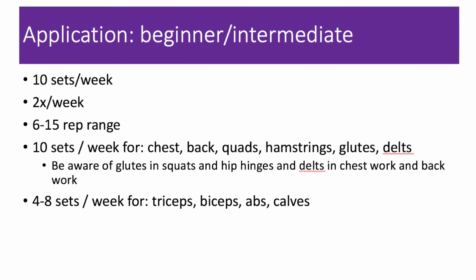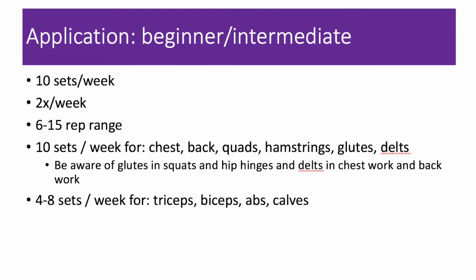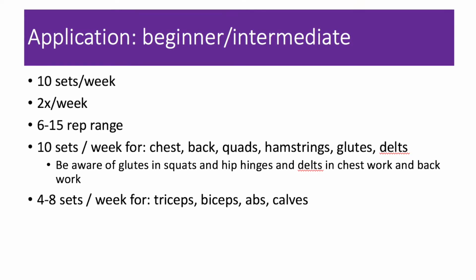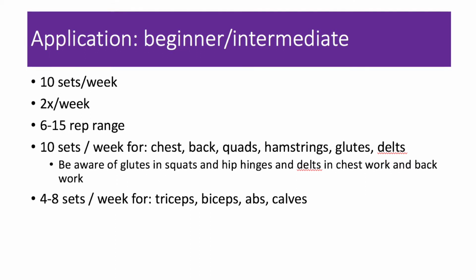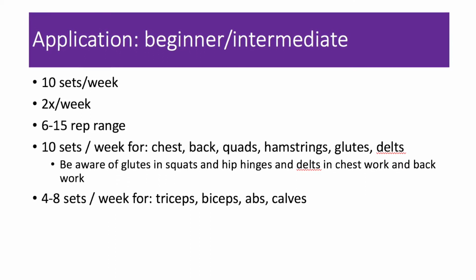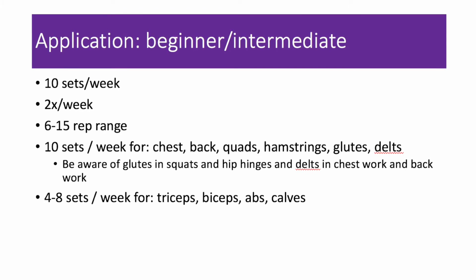Glutes are involved in the squat for quads and any hip hinges for hamstrings, and the front delts heavily in any chest exercise, and the rear delts in any pulling movements. Squats and any hip hinges would count as sets towards glutes, and I wouldn't worry about hitting front delts directly, and only worry about the side and rear delts.